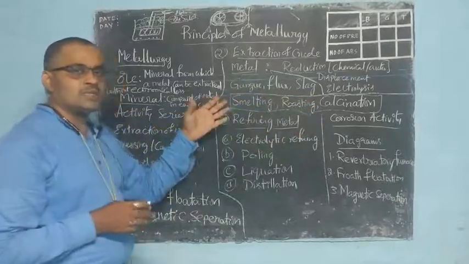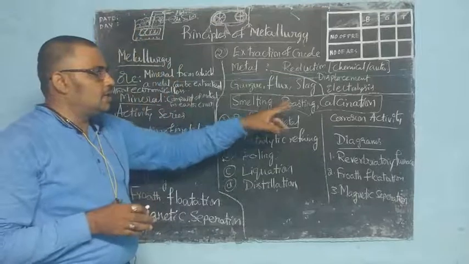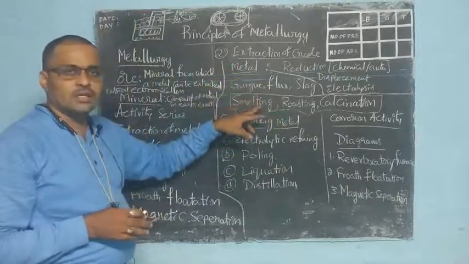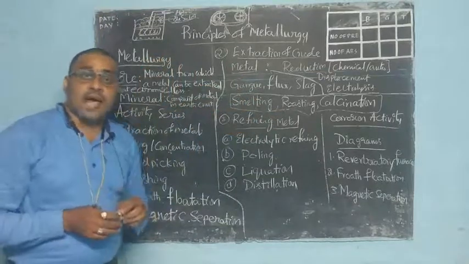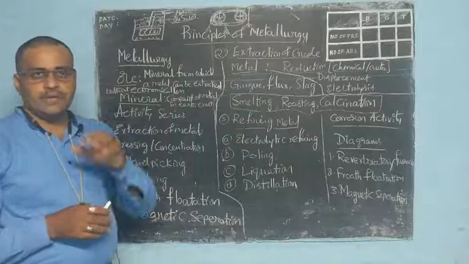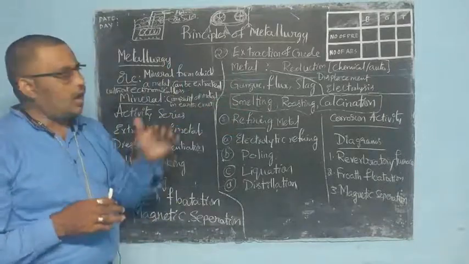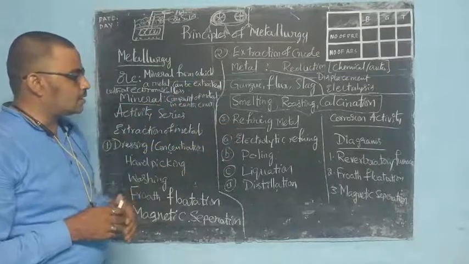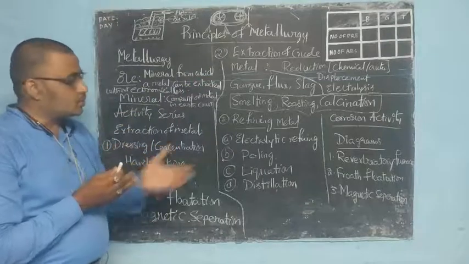In smelting also, no air will be there. The smelting process is particularly utilized for the extraction of iron metal. When iron metal is extracted, we utilize this smelting process. After extraction, refining of the metal also takes place, since other impurities are present in it.